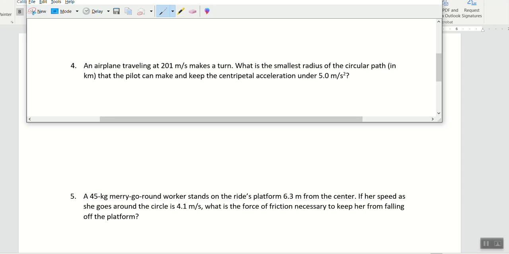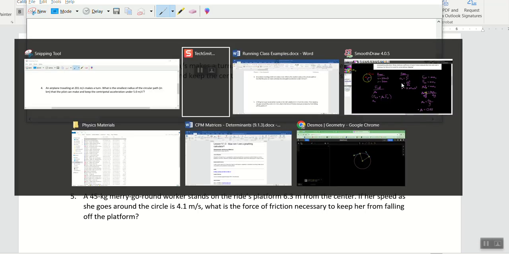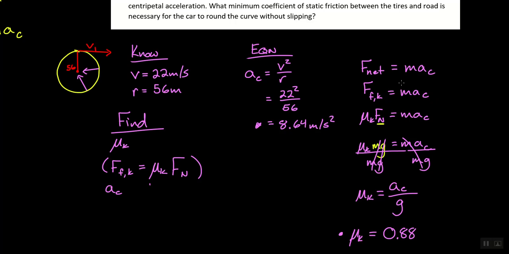So yes, and that's my bad. Use 5. I would use 5. So that's easy. We're looking here, right? So we know velocity. Velocity is 201 meters per second. I wrote down what it is here. And we want the smallest radius. So you say this doesn't make sense.